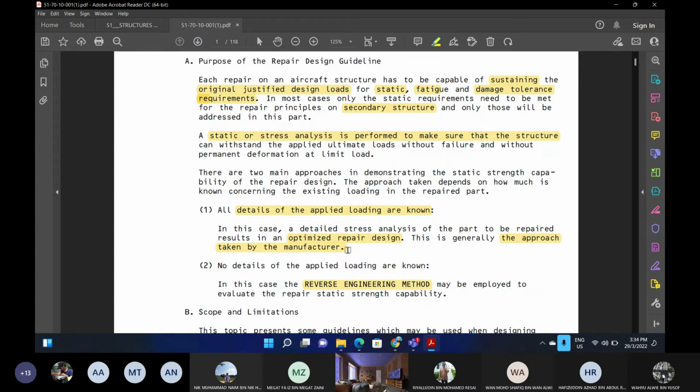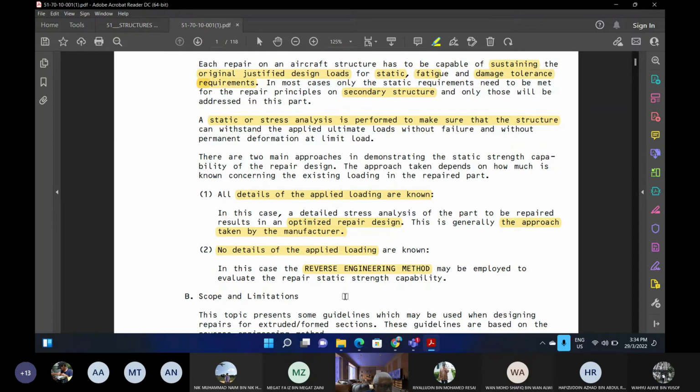And most of the time, no detail of the applied load. We do not know. We just look at the aircraft, we just look at the structure. We have no idea what the load going through the structure will be. That happens all the time when we operate the aircraft, when we own the aircraft. We are not the OEM. We do not have any access to the OEM.